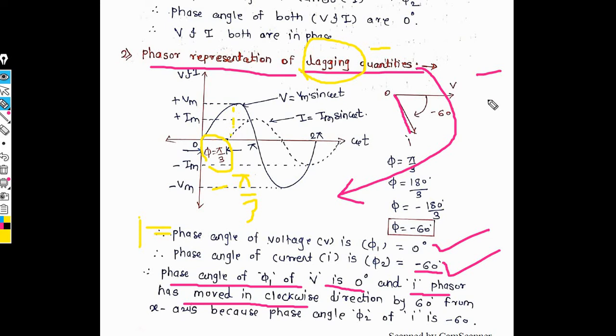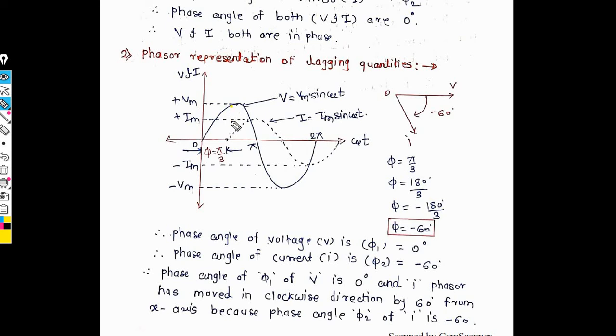Then the direction of the current will depend on the angle. We have explained here, this is the voltage waveform. Then we have considered a pi by 3 angle, but the direction of the angle depends on the direction of the current. If the current is positive, the angle will be positive; if the current is negative, the angle will be negative. Now this is the main concept here: the lagging and leading quantity.